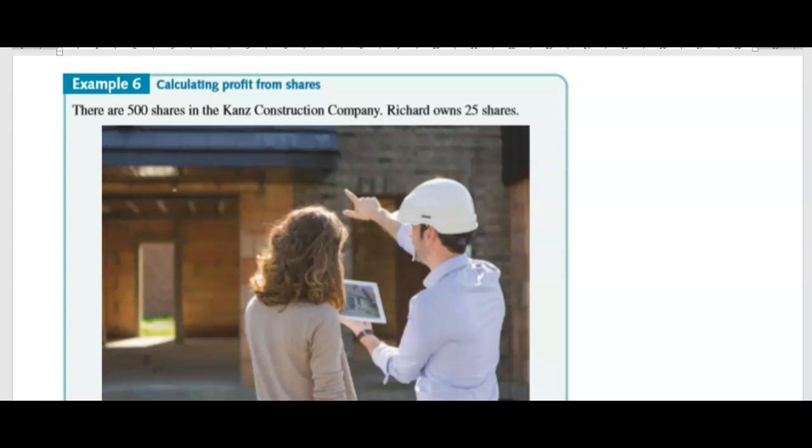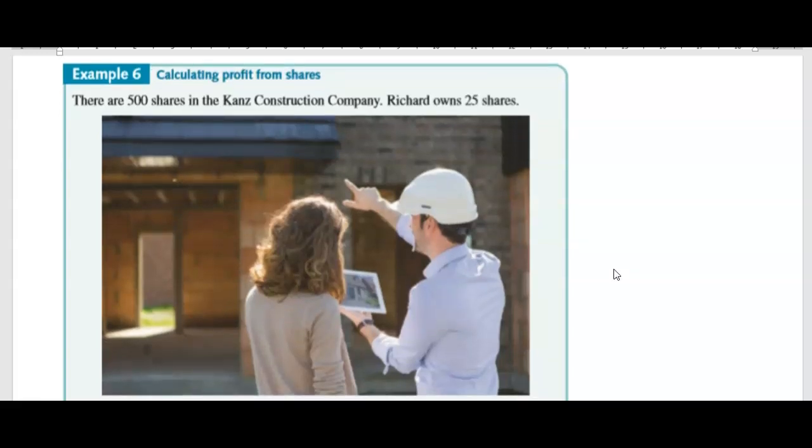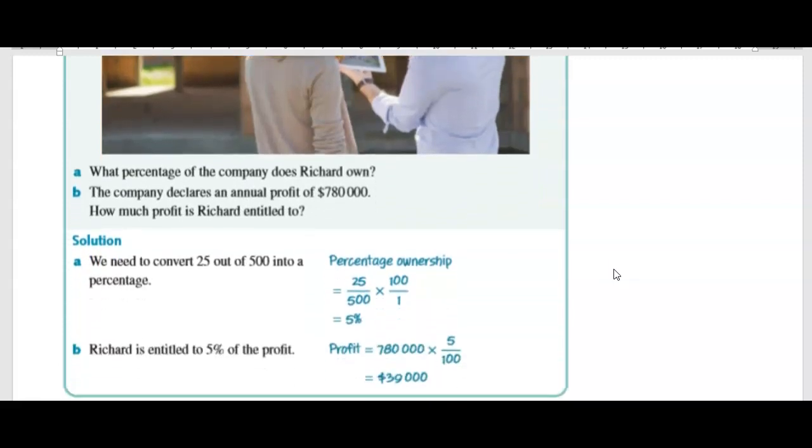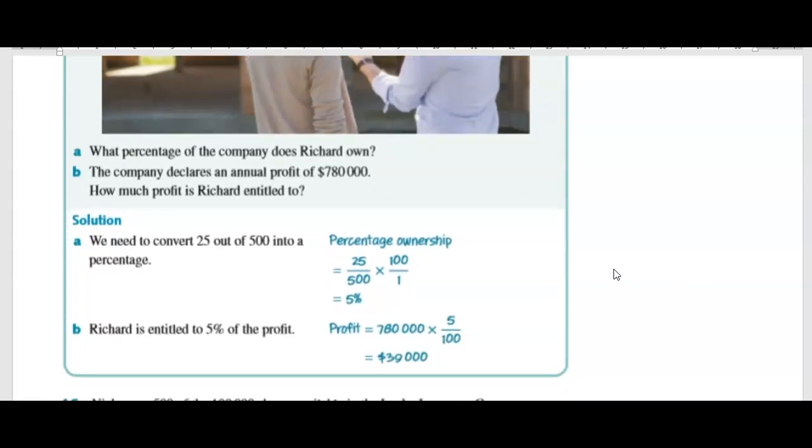All right, let's have a look at example 6, because there's not really any formula I can go through for calculating the profit from your shares. So in example 6, there are 500 shares in the Cairns Construction Company, and Richard owns 25 shares. So what percentage of the company does Richard own? If he owns 25 shares out of a possible 500, then just multiply it by 100 to put it into a percentage. So he owns 5% of the company.